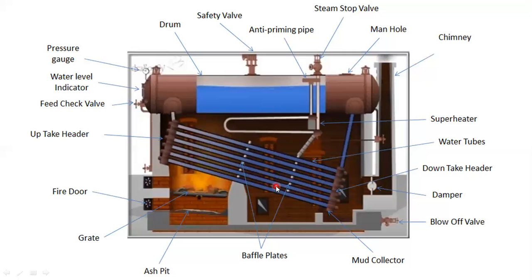As the flue gases come in direct contact with the water flowing inside the tube, heat exchange takes place by the convection mode of heat transfer, and the water inside the tubes starts to boil and generates steam. Steam is lighter in weight, so it moves upward, and through this uptake header it is collected inside this horizontal drum.